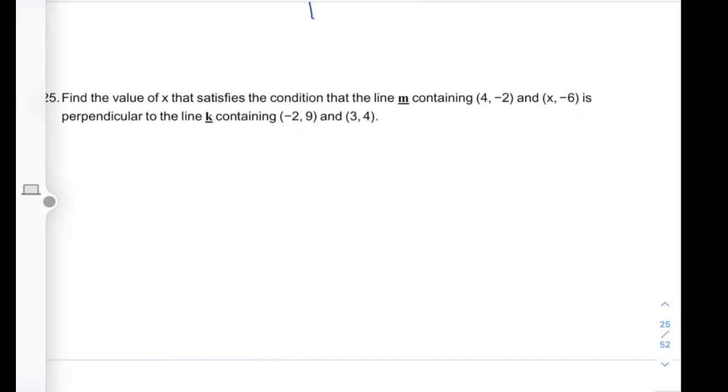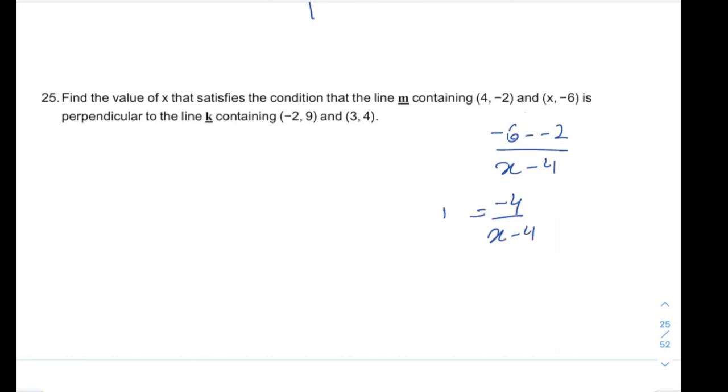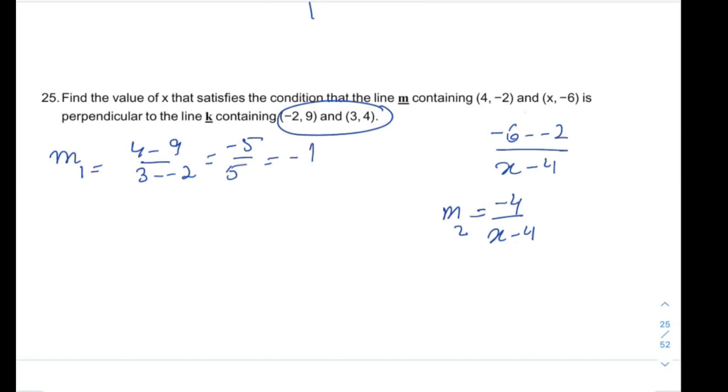This is the slope. We will find it here as well. And we will try to find the slope. -6 minus -2 over x minus 4. This is the slope here, which is -6 plus 2, so -4 over x minus 4. Okay, what is the slope here? Slope here, this is, let's say, slope 2. Slope 1 is 4 minus 9 over 3 minus -2, which is -5 over 5, which is -1.